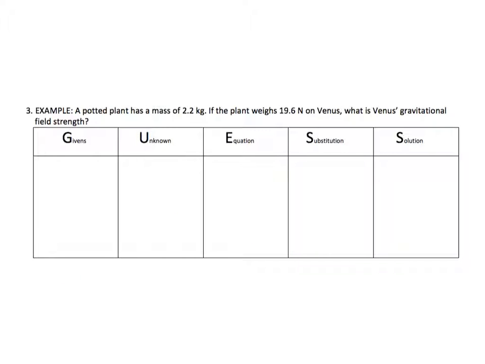In our third example, a potted plant has a mass of 2.2 kilograms. If the plant weighs 19.6 newtons, and newtons should tell us, oh, we're looking at force on Venus. What is Venus's gravitational field strength? So what we don't know is the gravitational field strength, so we're looking for the lower g. We do know mass, 2.2 kilograms. And then we know the force of gravity, which is 19.6 newtons.